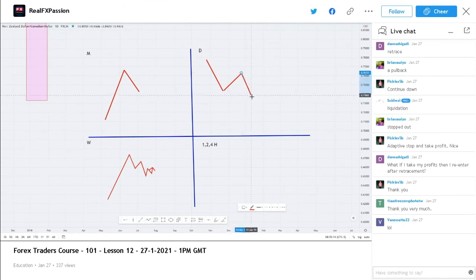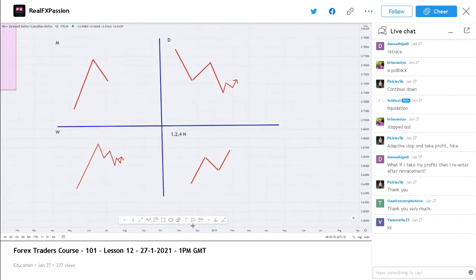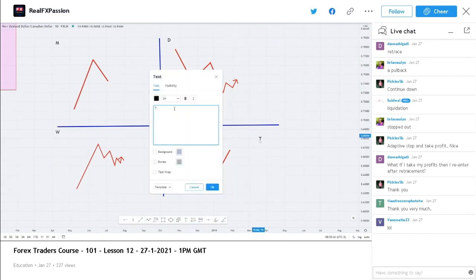Extension, retracement, extension, and then you would have something like this. And the 1 hour, 4 hour, 2 hour chart is going to be something like this. Okay, this is the homework until tomorrow. The question is how are you going to trade this right now on the 1 hour, 2 hour, 4 hour chart, long or short?